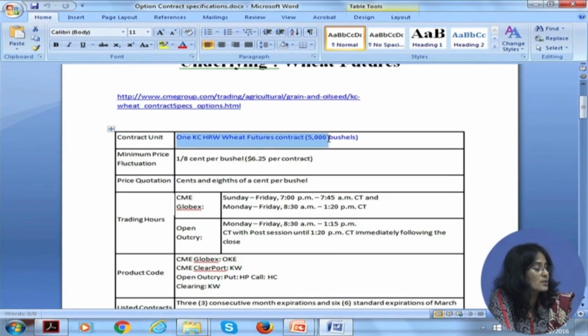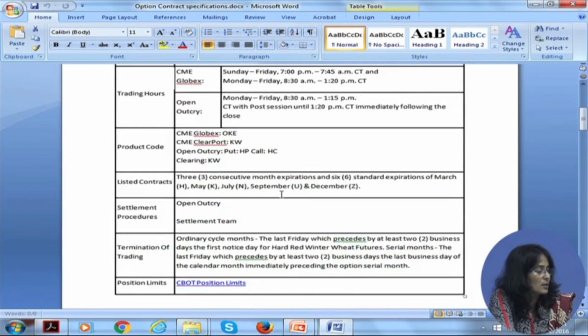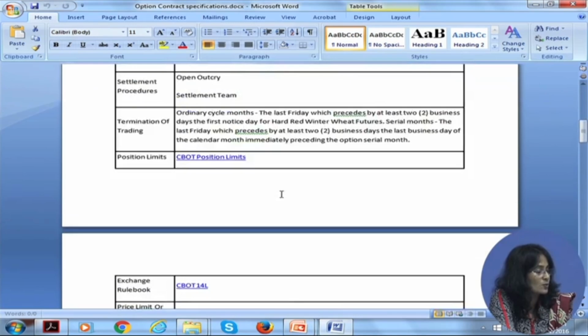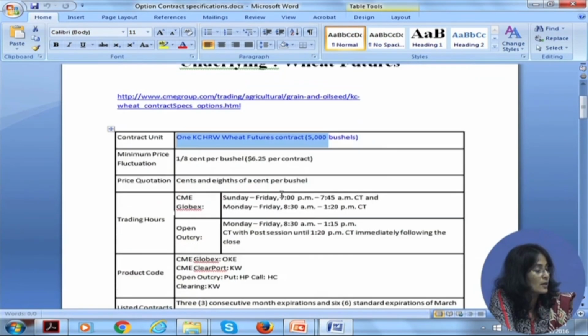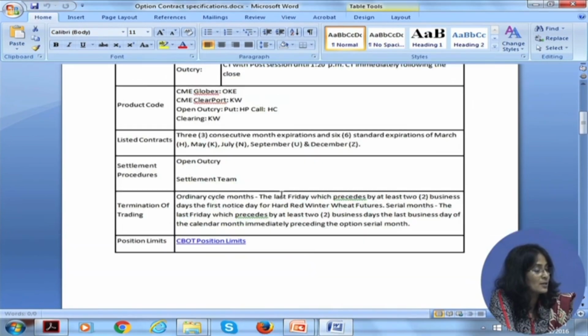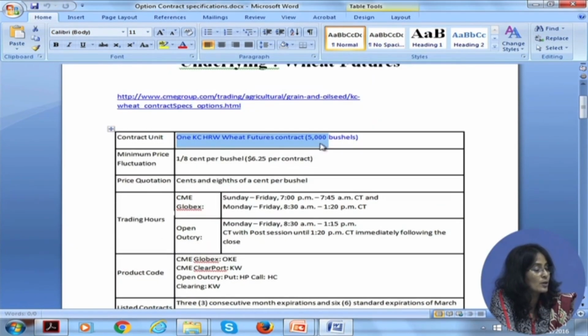Contract unit is the wheat futures contract for 5,000 bushels. So these are the different standardization and different aspects which are given. So this link will be available to you. So you can spend some time understanding more about this option contract, but what I want all of you to focus on is that this contract does not have wheat as an underlying, but it has a wheat futures as an underlying.